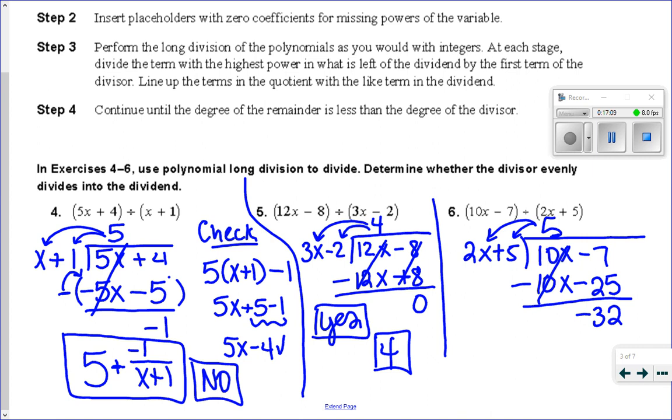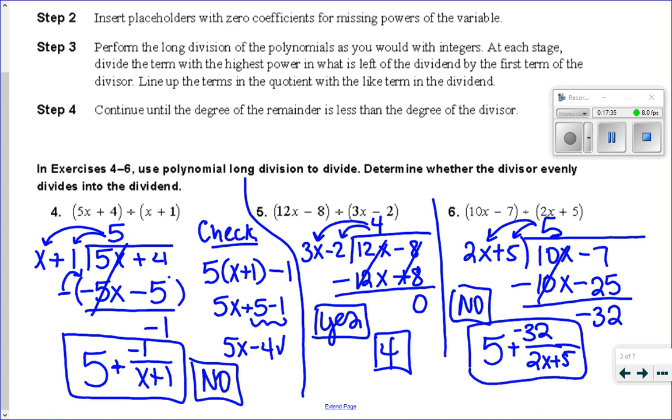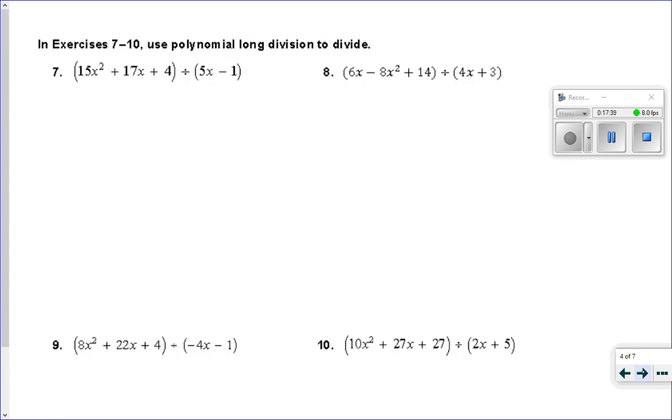So in this case, my solution would be 5, and then that 32 over my divisor, what I divided by. So that would look like this. It could look like this, or it could look like that. Either one of those works. They both represent the same thing. But mainly, this does not divide evenly because it did have a remainder, and this would be the actual quotient or answer. Okay?